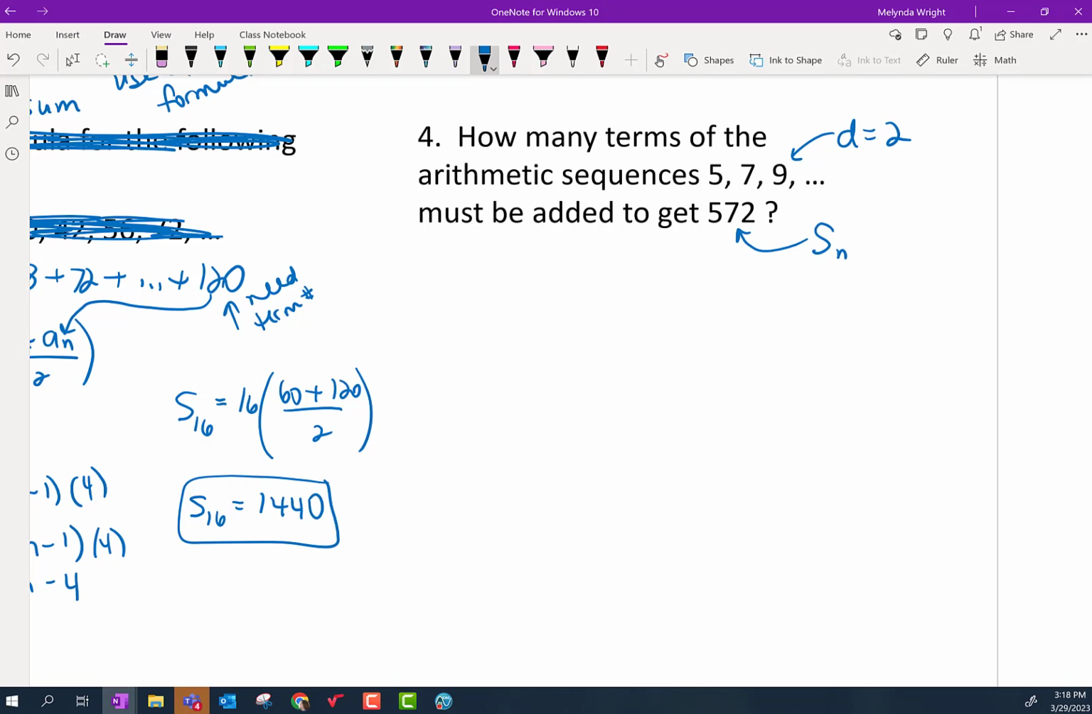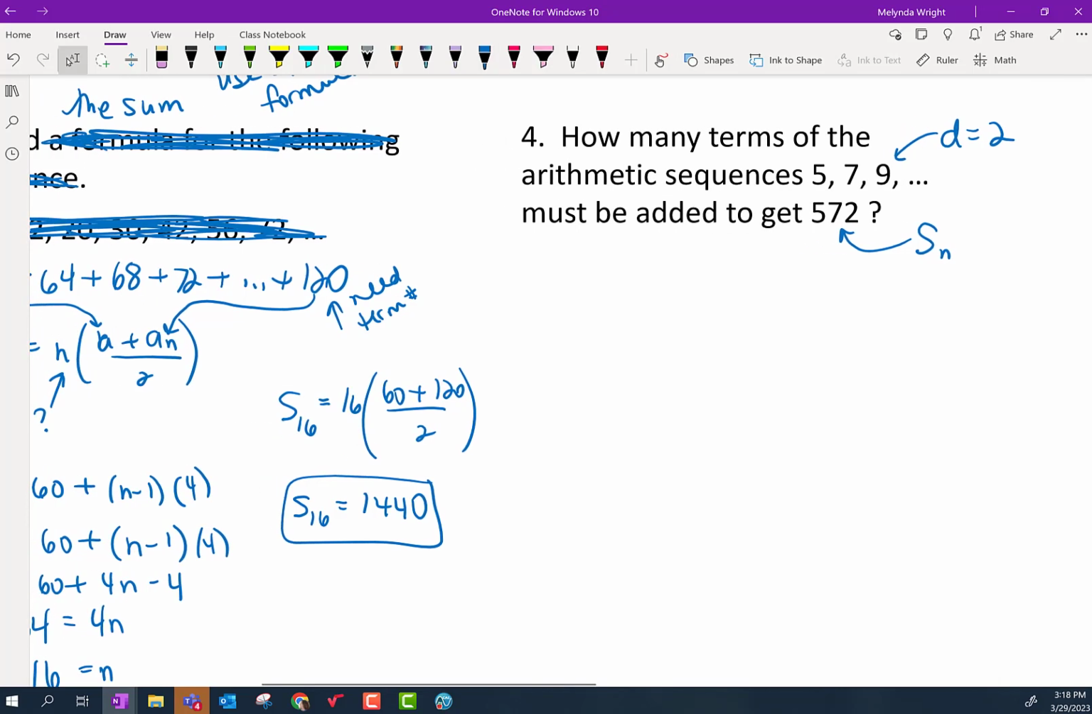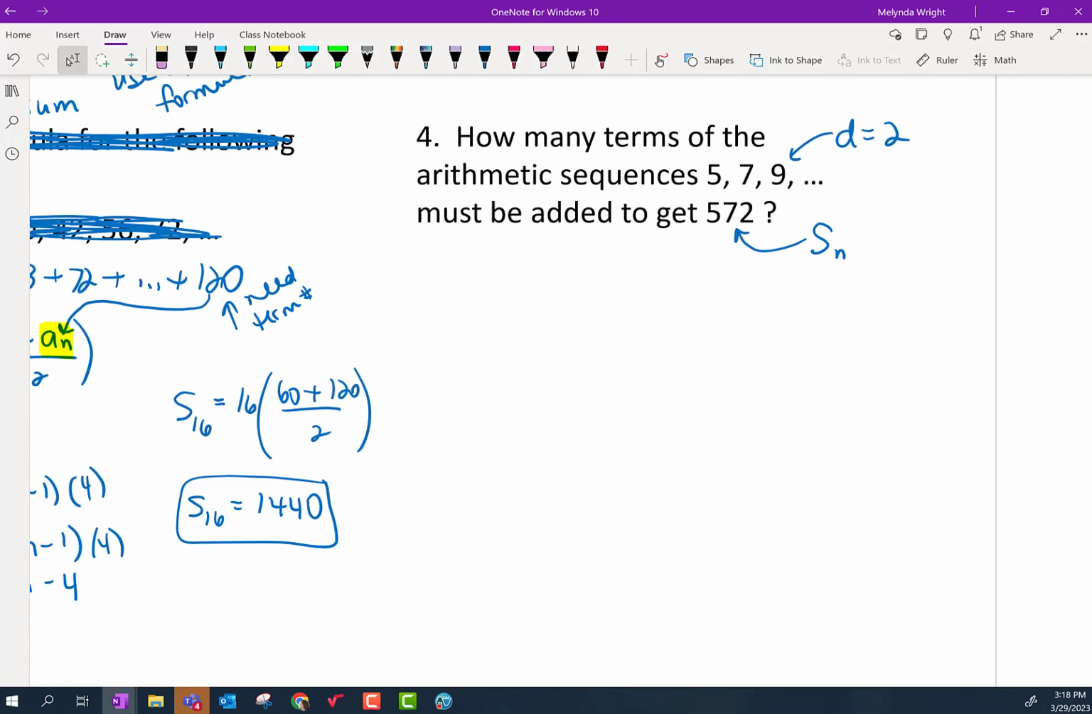So I need to apparently use a summation formula. I don't know the last term, and this formula right here needs the last term. So let's try the other summation formula. Maybe that will be a little bit easier for us to work with. Let's just try it out. If we don't like it, we can go back to that one that we used before. So I'm just going to write down the formula. S sub n equals n over 2 times 2a plus n minus 1 times the common difference.